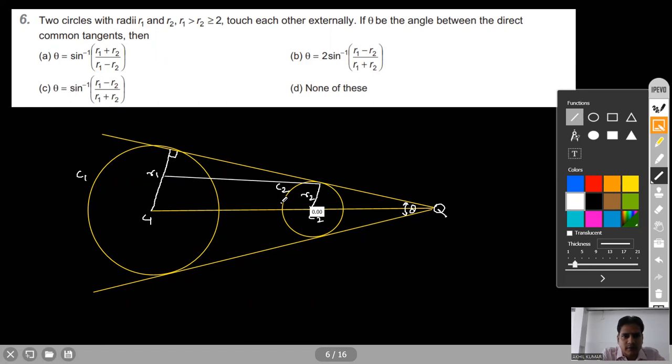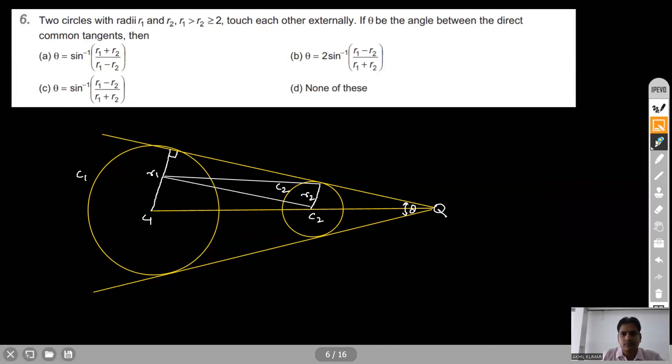And okay, if we join this also, let me see what is going to happen. So what I will do, I will find this theta by 2. So let me take this angle as alpha and this angle will be alpha. So basically alpha plus alpha is equal to theta. So this line C1Q or C2Q will basically bisect this angle theta. So 2 alpha is equal to theta. I will first try to find this alpha and then we can easily find out theta also. Multiplying by 2 will give me the value of theta.